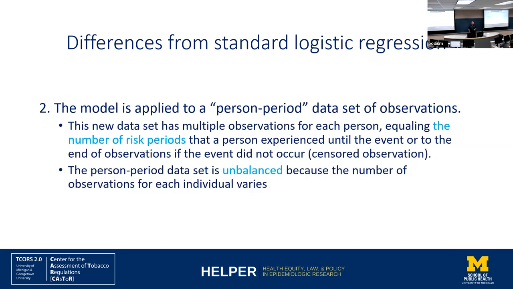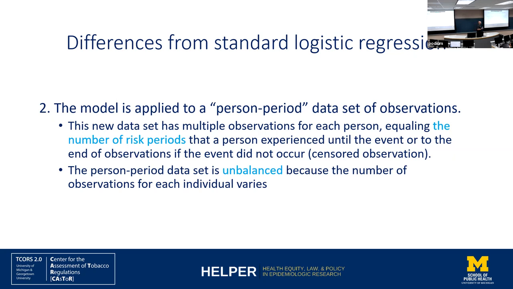And then the model is applied to a person-period data set of observations. This new data set has multiple observations for each person, equaling the number of risk periods that a person has experienced until they experience the event or until the end of the observation. And again, if the person drops out at the second wave of the study, that's when they're right censored. If a person drops out after the last wave of the study, they're still right censored, but at the end of the study. Some of those individuals will quit smoking the day after the study ends. Some will do it a week later. Some will never do it. But they're all considered right censored in the way we set up the data.